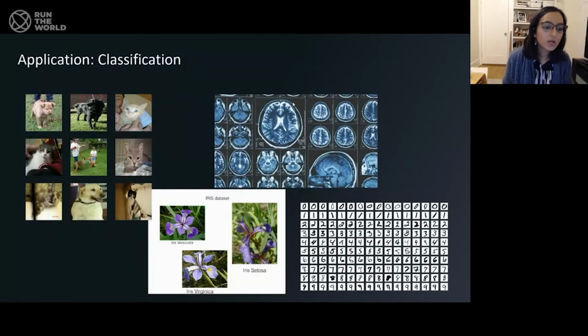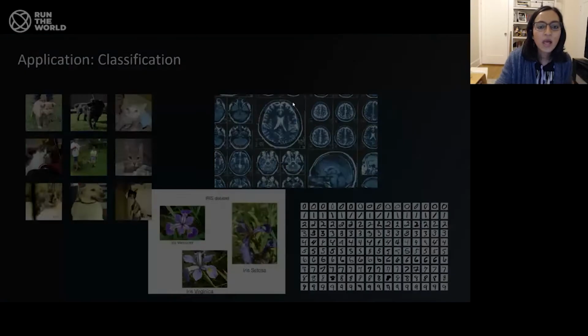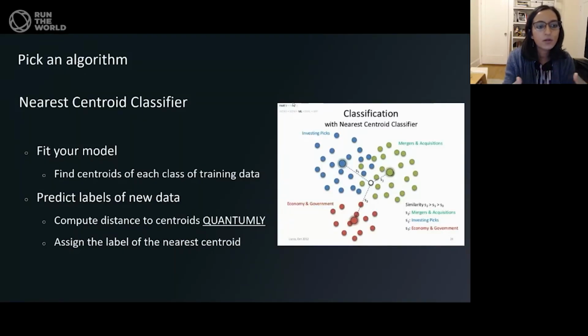Let's say we want to design a quantum algorithm for classification. I'm going to give a very general overview of how we would go about that. The first step would be to pick an algorithm, and in this work, what we picked was the nearest centroid classifier, which is one of the simplest algorithms. So the steps in this algorithm are, first, construct a model that fits the data. Let's say you have a data set, as an example, the one given on the right over here. To fit the model, all you do is find the centroids of each class of training data. And the second step in any machine learning application is to predict the labels of new data.